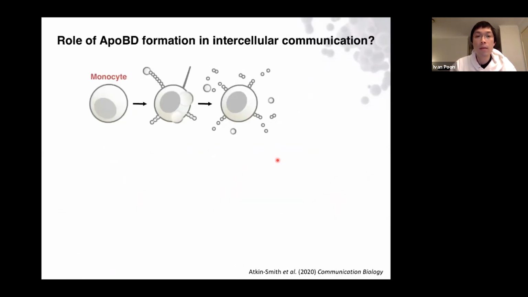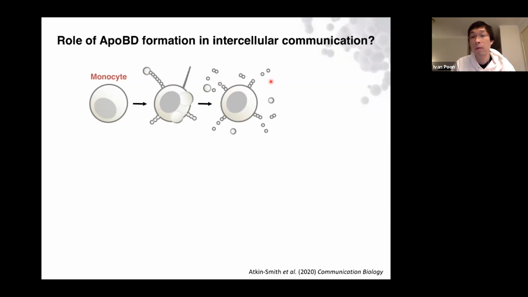Next, we decided to look at whether apoptotic bodies do play a role in intercellular communication, because quite a lot of different groups have shown that apoptotic bodies can carry various biomolecules to facilitate intercellular communication as well. And we decided to use the monocyte system because even though we were arguing that the formation of this breaking apart facilitates cell clearance, the gut feeling is that this is actually a pretty messy process.